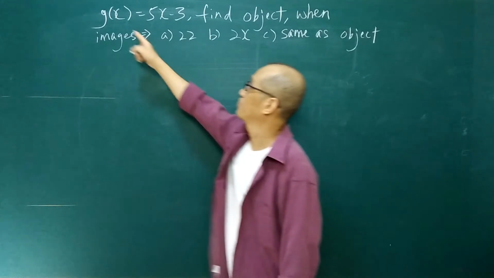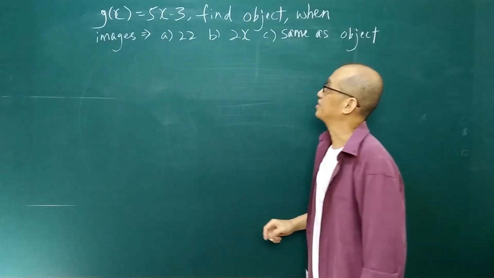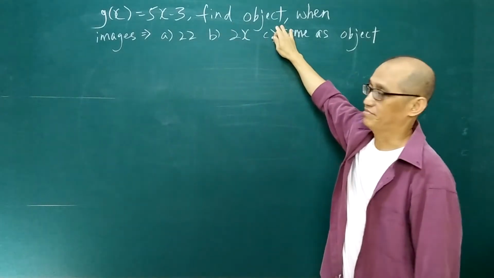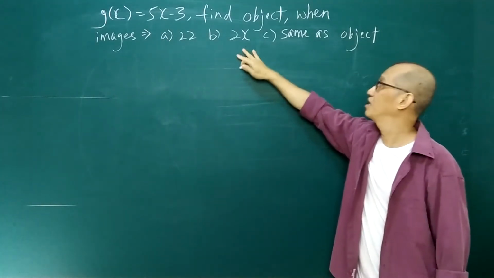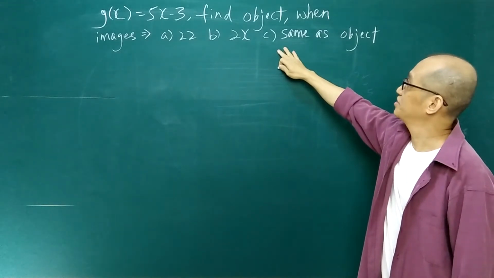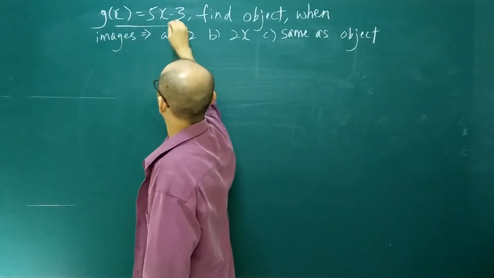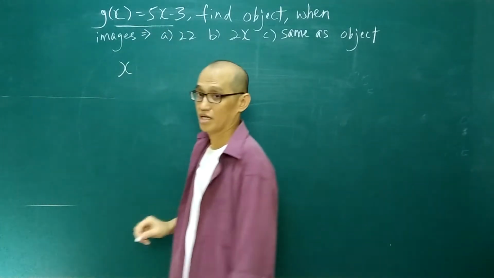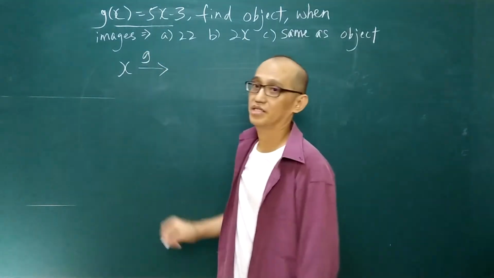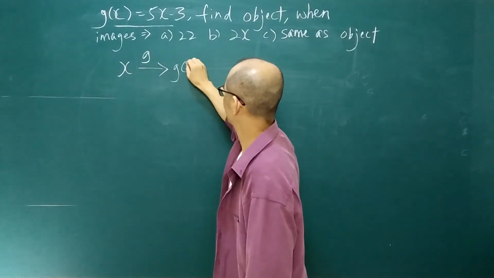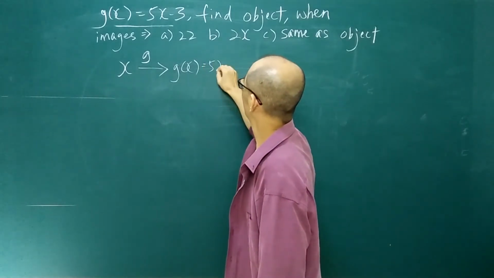Here we are given function g. g(x) equal 5x minus 3. And we want to find the object when the images are A, 22, B, 2x, and C, when the image is same as the object. Right, so what we have here is actually this one. Object x is mapped under function g to g(x). And what is g(x)? g(x) is 5x minus 3.